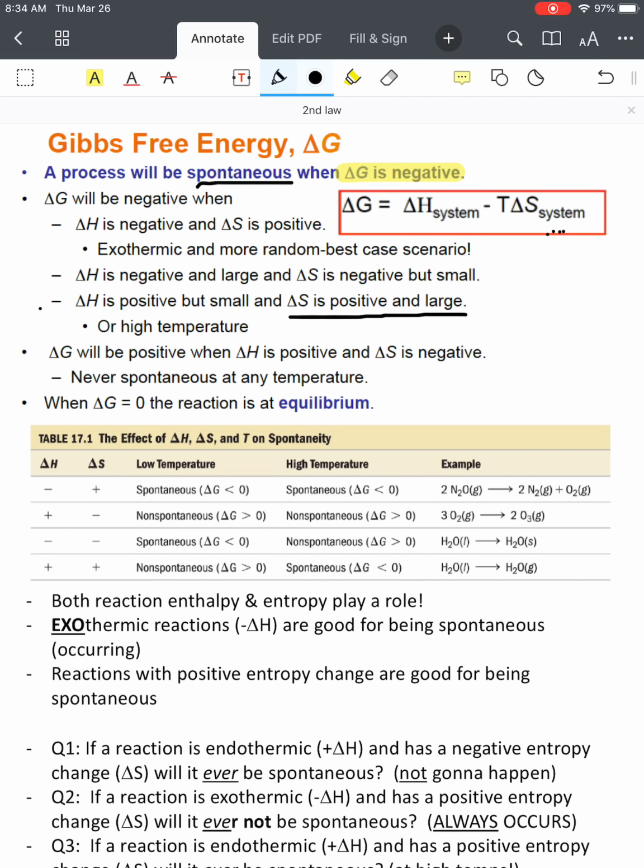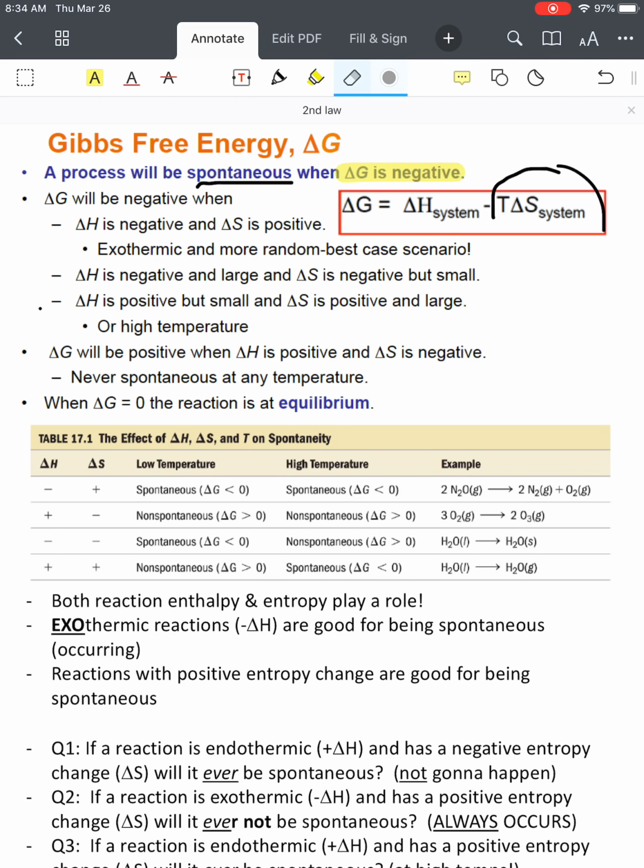Now, if delta S is large enough, I guess that we could say that this contributing factor to spontaneity could overcome this positive number in the mathematics. But delta S system better be pretty big, or else we better be operating at high temperatures to make that happen, mathematically. So there's lots of different options, basically.